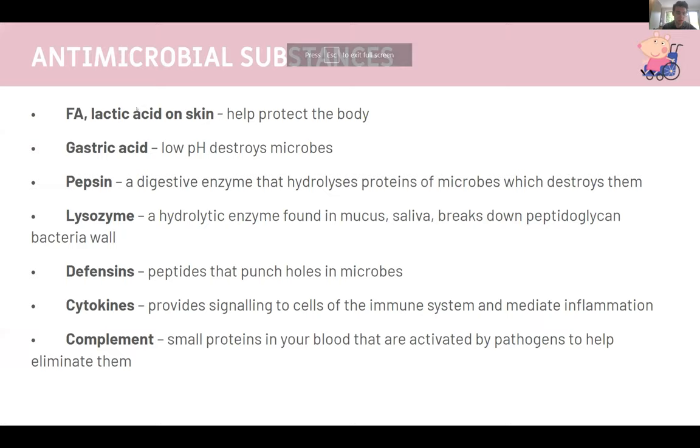That's fine. But on your skin, in order to have this innate non-specific protection, you have fatty acids and lactic acid, and they are damaging to the pathogens. You have gastric acid, which is really important. Your gastric acid in your stomach is incredibly low pH, and there are very few things that can survive in such an acidic environment. That's a way to stop things getting into your digestive system and get them out of your body.